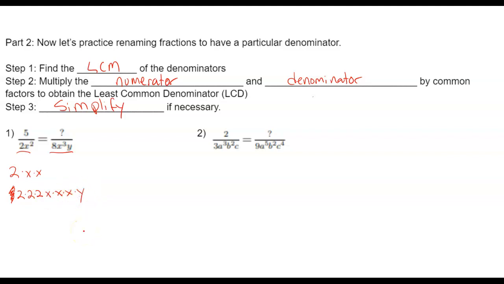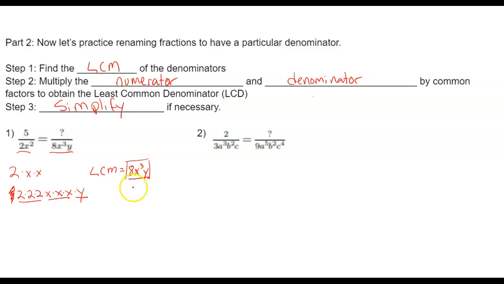Okay? And now I want to think, what is their least common multiple? Their least common multiple is going to be the greatest number of each piece, which just so happens to be my second denominator. So the least common multiple is 8x cubed y. And I need to multiply the numerator and denominator by common factors to get this 8x cubed y. Well, I don't have to multiply the right side by anything, but I do have to change the left side. And when I do that, I'm going to have to multiply the numerator and denominator.